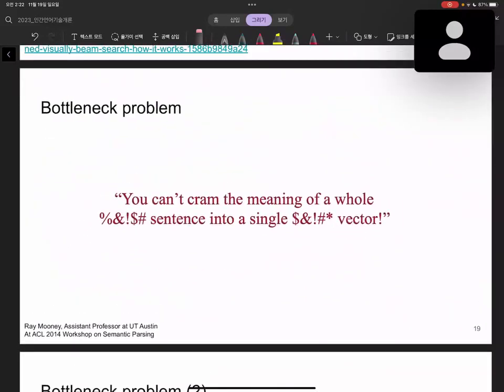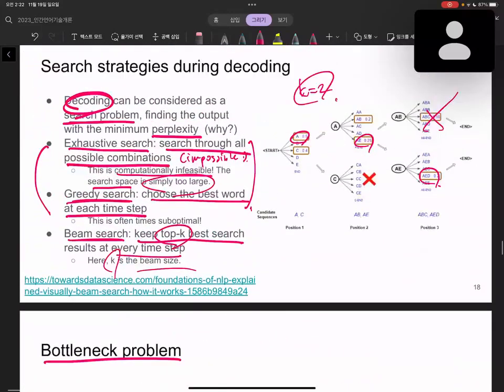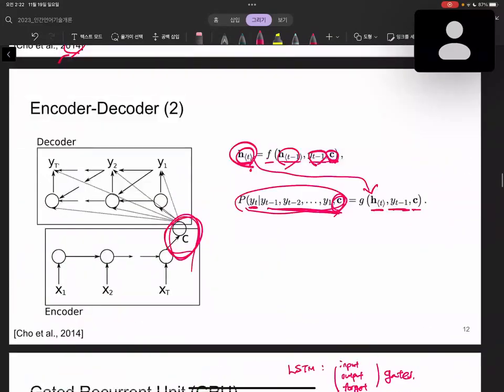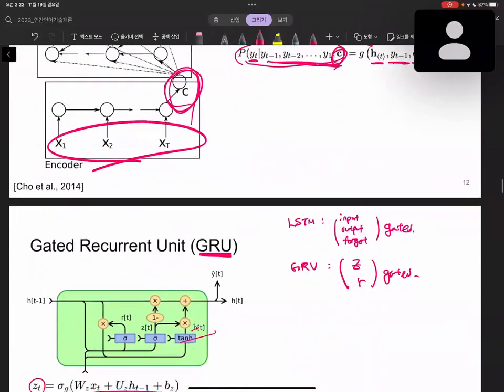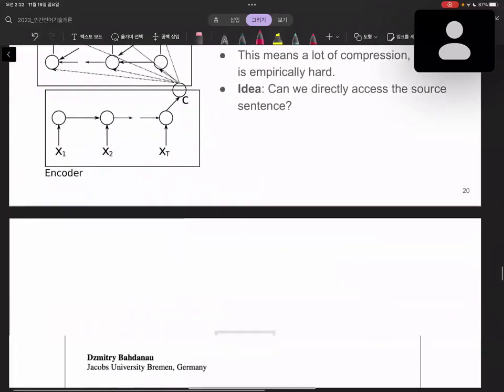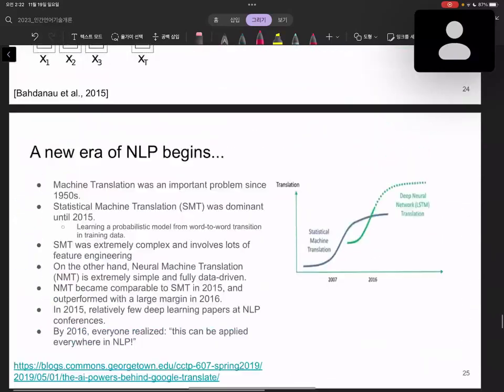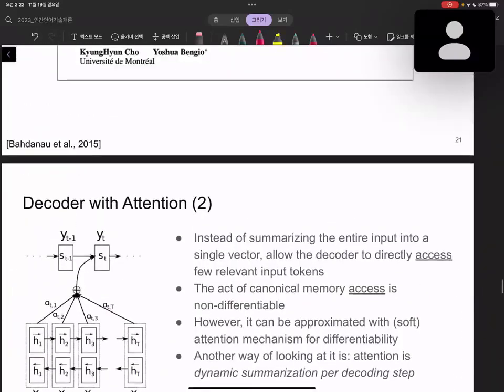Now this is the bottleneck problem. You cannot cram the meaning of a whole sentence into a single vector. So here is a figure. Now this C includes all information of these input sequences, right? And this is somewhat nonsense, I think. And many people thought that this is not possible.